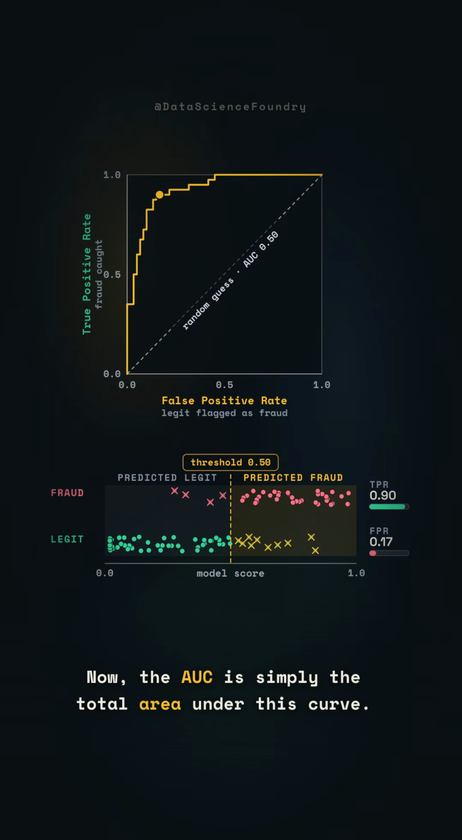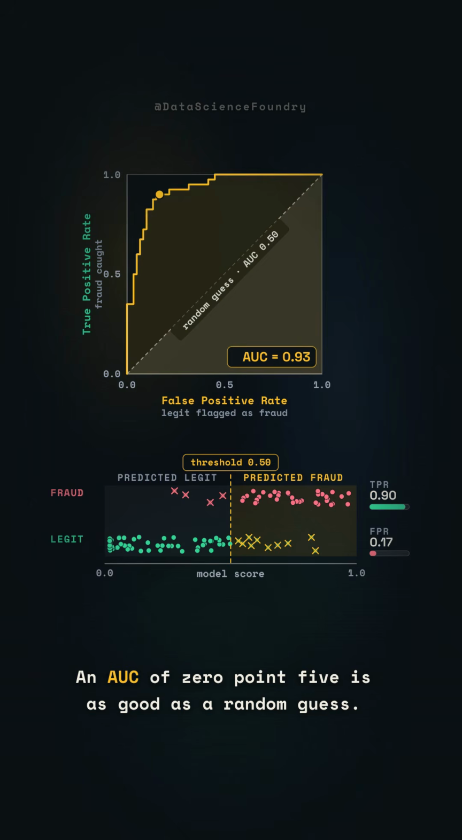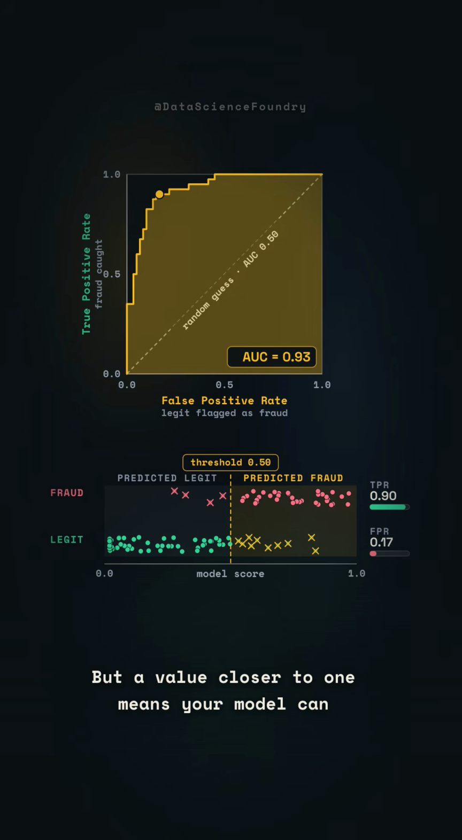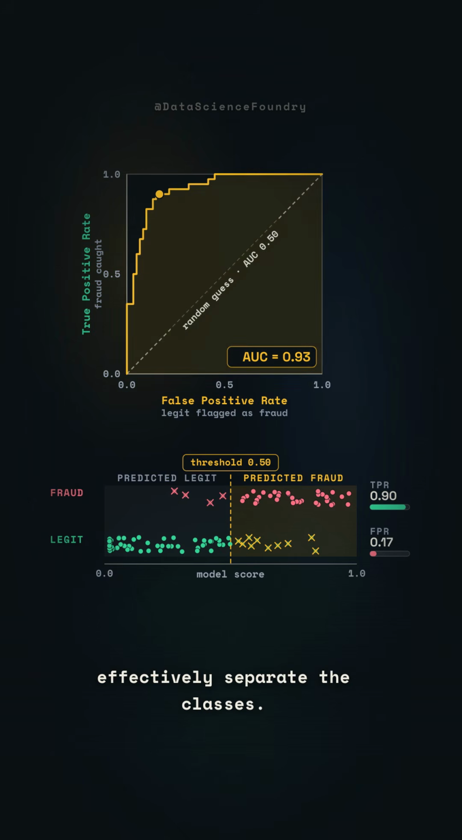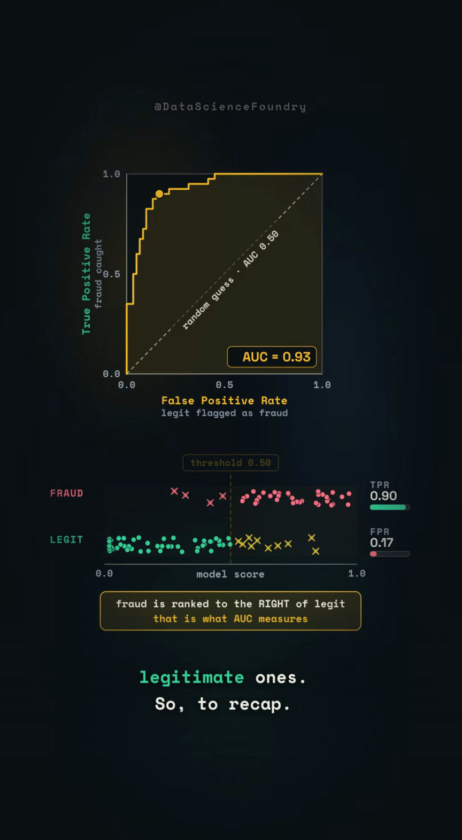Now, the AUC is simply the total area under this curve. An AUC of 0.5 is as good as a random guess, but a value closer to 1 means your model can effectively separate the classes, meaning it ranks fraudulent transactions higher than legitimate ones.